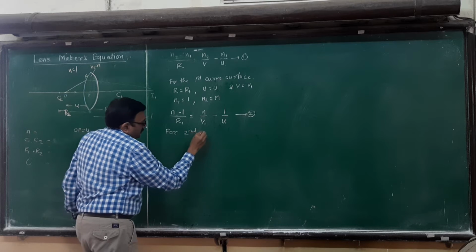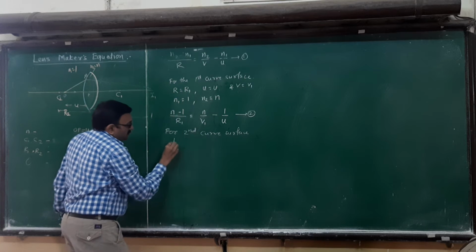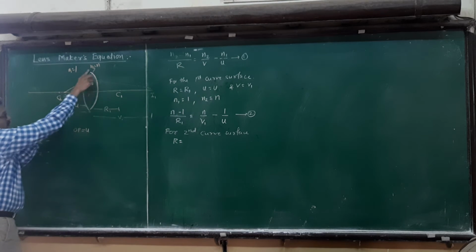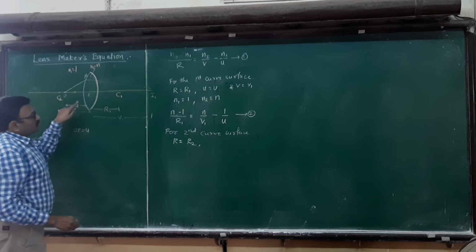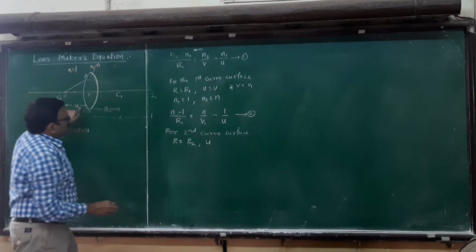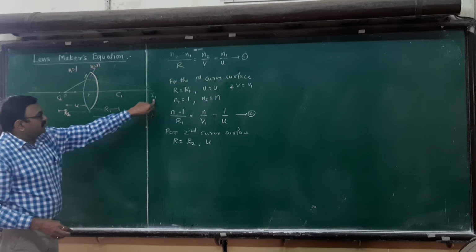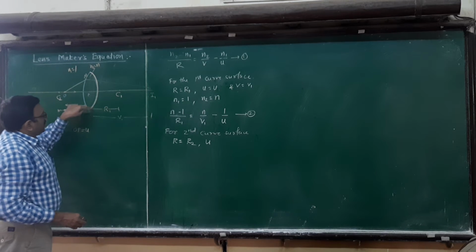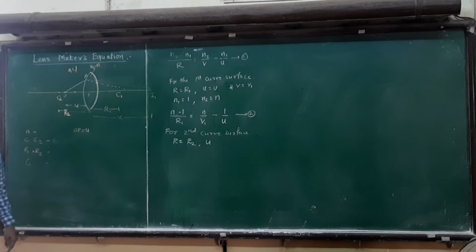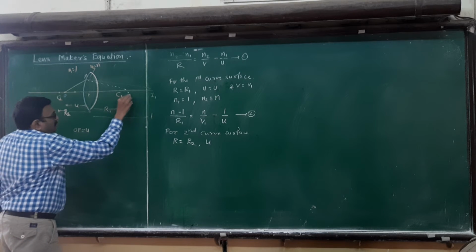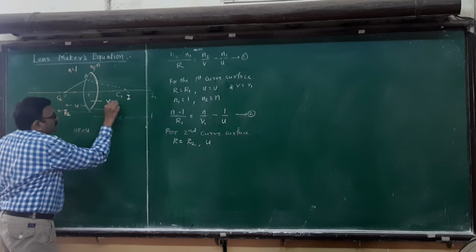For the second curved surface, we write the radius as R2. U is the object distance. Now, the image formed due to the first curved surface acts as an object for this second curved surface. Due to this curved surface, the final image is formed on the same side, and the final image I is produced at a distance V from this position.